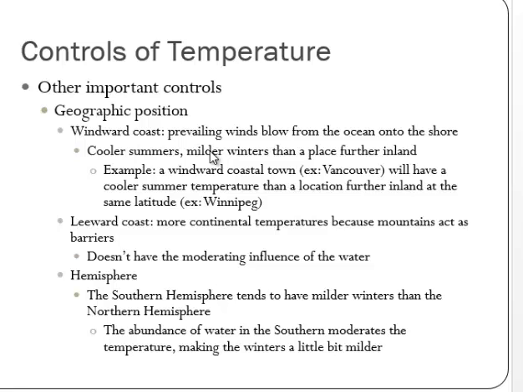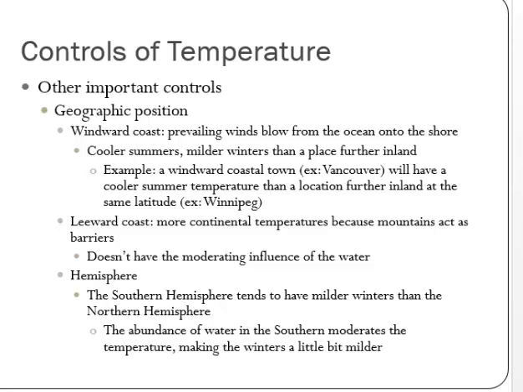Some other things that tend to moderate temperature: geographic position, windward coast. If you have a mountain that is toward where the wind is blowing, in the United States it would usually be on the west part of the mountain because that's where the wind blows from west to east. In those areas you have cooler summers and milder winters because you have ocean-moderated air being blown into the mountain. Whereas on the other side, the leeward coast, in other words, the coast on the other side of the mountain, the mountain acts as a barrier and blocks the moderate air from being blown in.